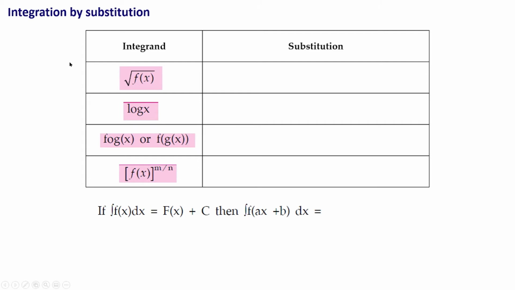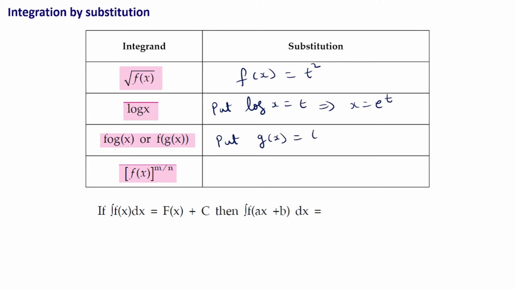First is integration by substitution. If in the integrand we have root of f of x, then the substitution that we have to make is f of x is equal to t square. Then if in the integrand we have log x, then we have to put log x equal to t or x is equal to e raised to t. And then if the integrand is a composite function of f and g, that is f of g of x, then the substitution that should be made is g of x equal to t.